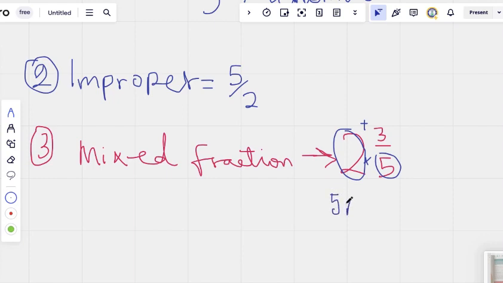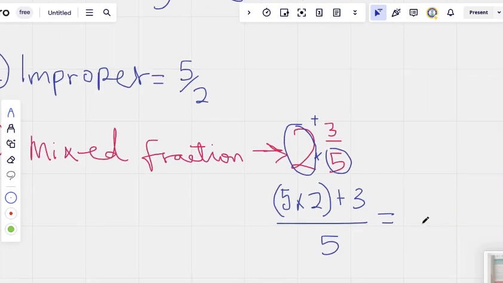5 times 2. Remember, we said the denominator multiplied by the whole number. 5 times 2, you open a small bracket, close the bracket, plus the numerator, plus 3, all over the denominator. Remember, always all over the denominator. So this will be equivalent to 5 times 2 is 10, 10 plus 3 is 13, so 13/5. So you've changed this mixed number successfully to an improper fraction.